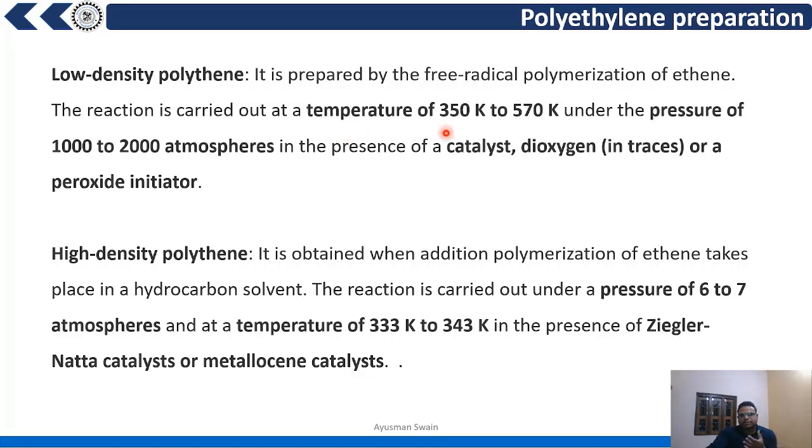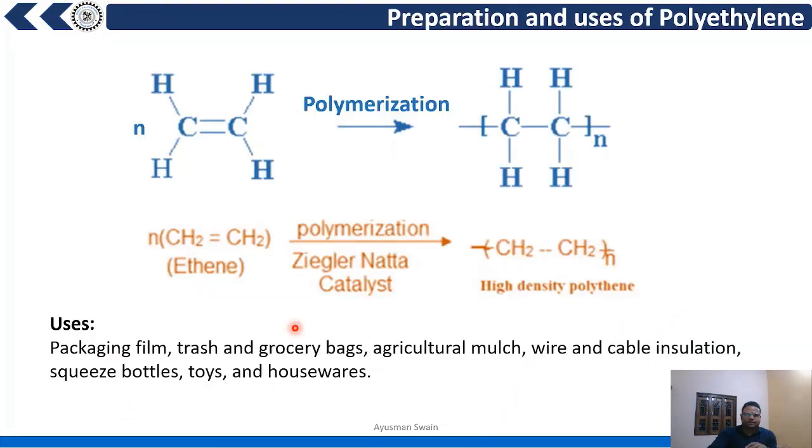perform the reaction under this temperature, 350 to 570 Kelvin, under pressure of 1000 to 2000 atmosphere, and in presence of catalyst dioxygen or peroxide. But for high density polyethylene, 6 to 7 atmosphere pressure, temperature of 330 to 343 Kelvin, and Ziegler-Natta catalyst. This catalyst is being added to prepare high density polyethylene.